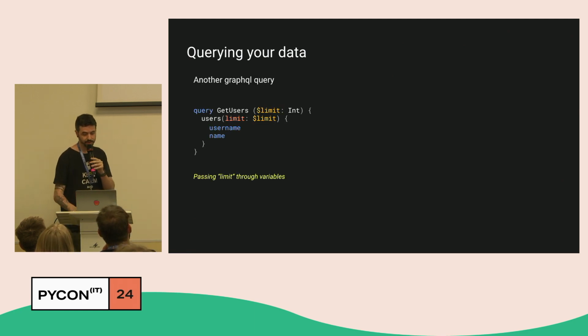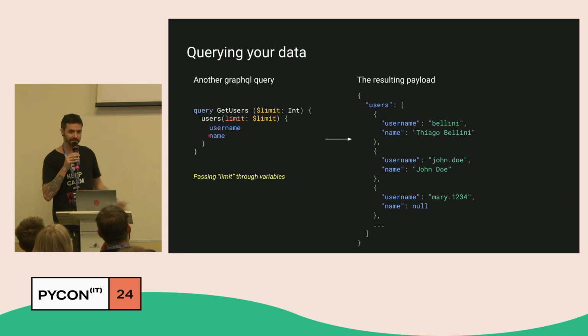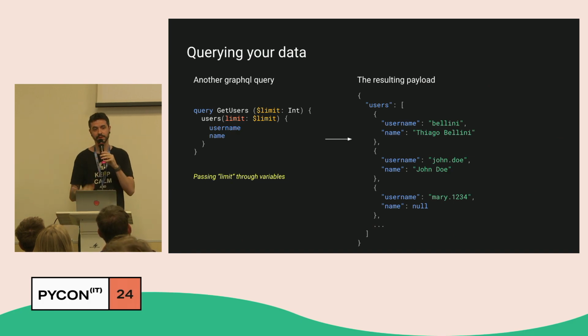Also, another example for the users, just for the sake of having a second example. That one was returning one object directly. This one I am doing a listing, and I'm just asking in here for the username and the name because I am maybe populating it in a list, and I don't need that much detail. And this returns me a list of users.